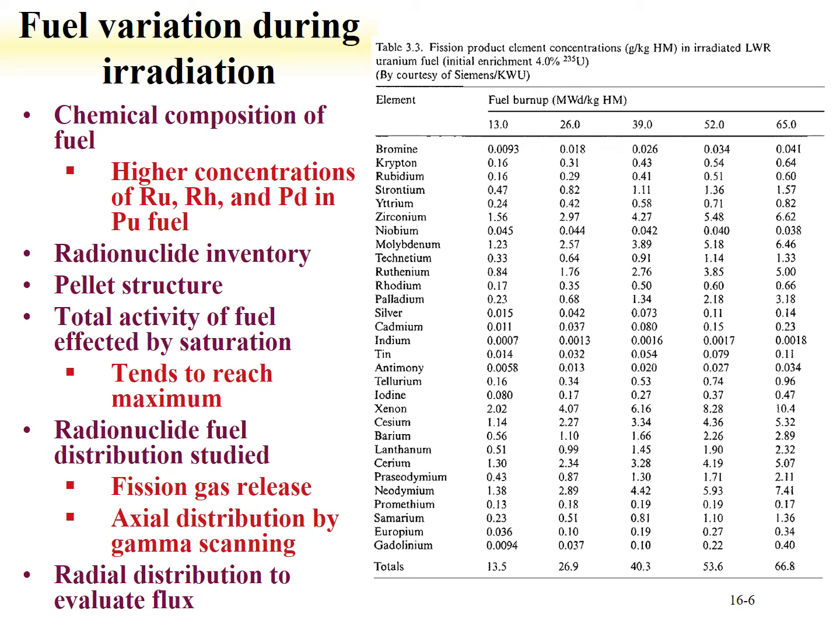As a fuel undergoes fission, the amount of a given element will vary based upon the burnup of that material. And this is due to the ingrowth of isotopes and the decay of isotopes. So it's a very complicated system. And here's some data that's shown for the fission product element concentration in grams per kilogram of heavy metal in irradiated light water reactor uranium fuel that's been enriched to 4% uranium-235.